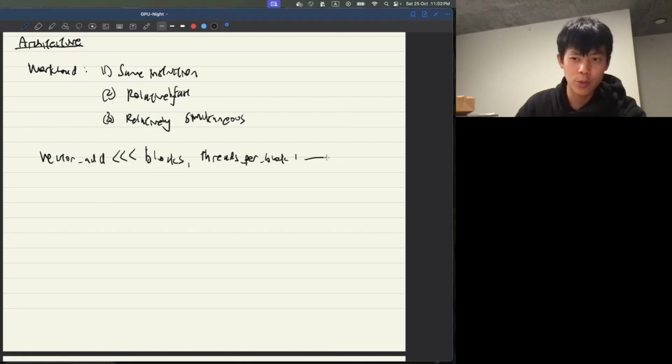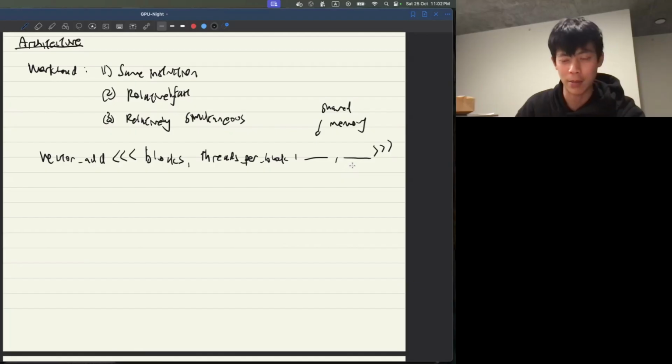And then there are 2 more arguments. I can briefly talk about them. The first one is how much shared memory you are going to dynamically use in your kernel. This is relevant later on. I'll talk about it when the time comes.